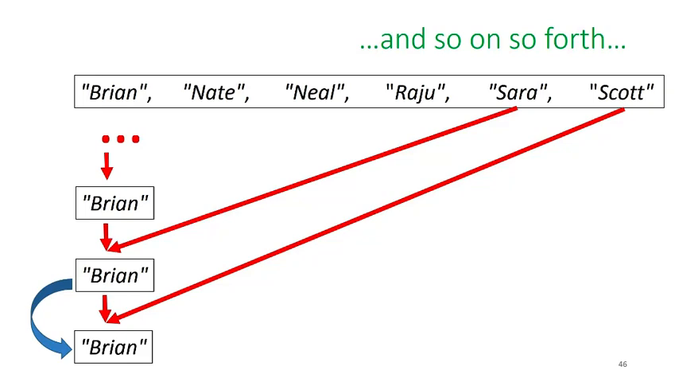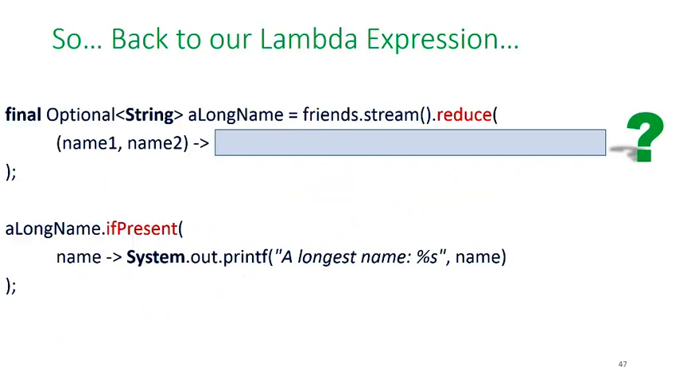And now I have kept Brian, because that was the longest, let me double check, yes. That was the longest name in that list. Scott has 5 letters too, but let's assume we use greater than, instead of greater or equal. So we want the first one that's actually the longest in the list. So we go back to this.